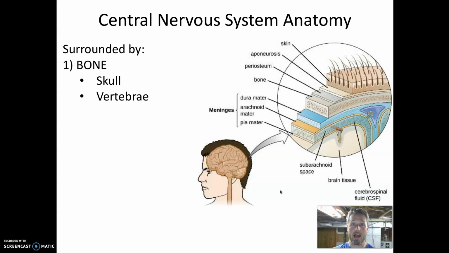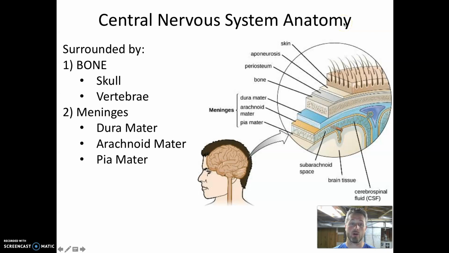But all aspects of our central nervous system are surrounded by bone, and that provides a lot of protection against impact. Our central nervous system is also completely surrounded by these meninges. So there's several layers of tissue. We can see them here, the meninges that separate the outer layers of bone from the inner layers of brain or spinal tissue. And so these are the dura mater, the arachnoid mater, and the pia mater.